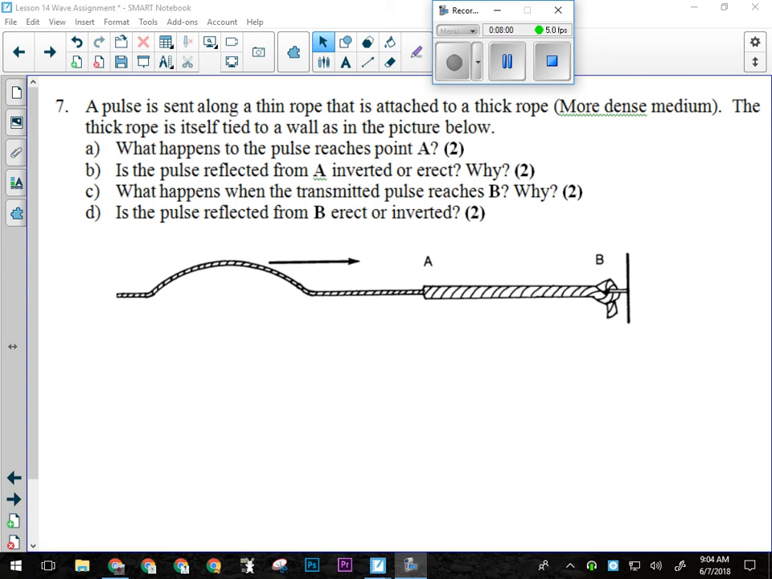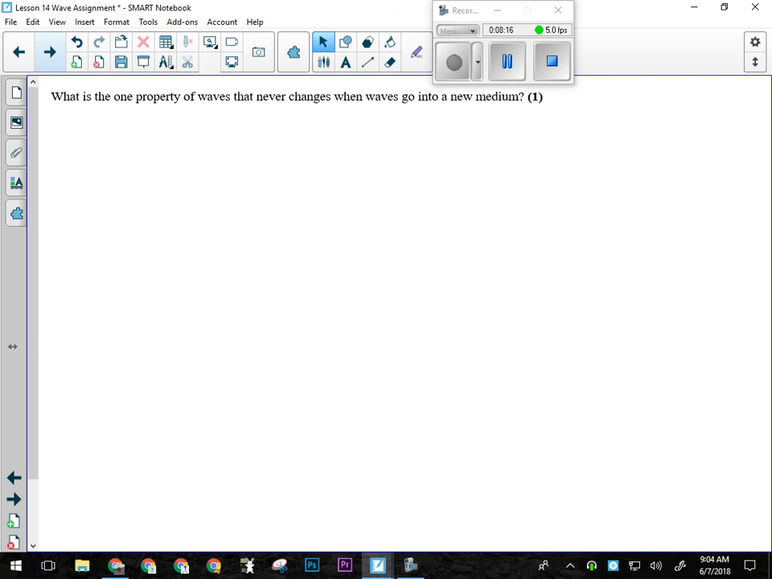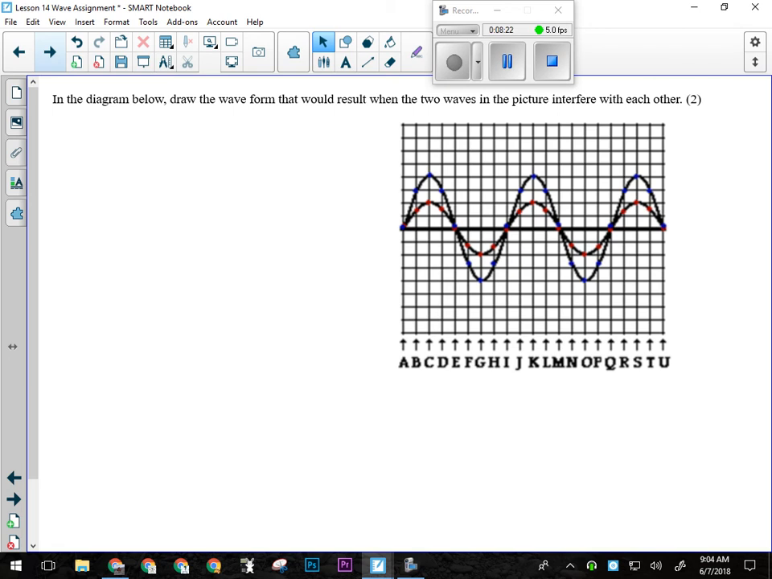Okay. And when it gets to B, B is a fixed end. It can't travel into B, so it's going to reflect, and it's going to reflect which way? Upright or inverted? Inverted. Okay. For number 8, okay, what's one property of waves that never changes? Frequency. Good.